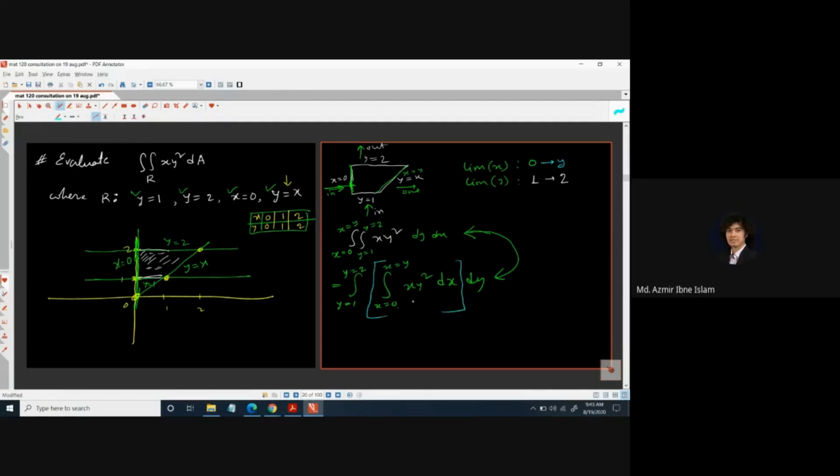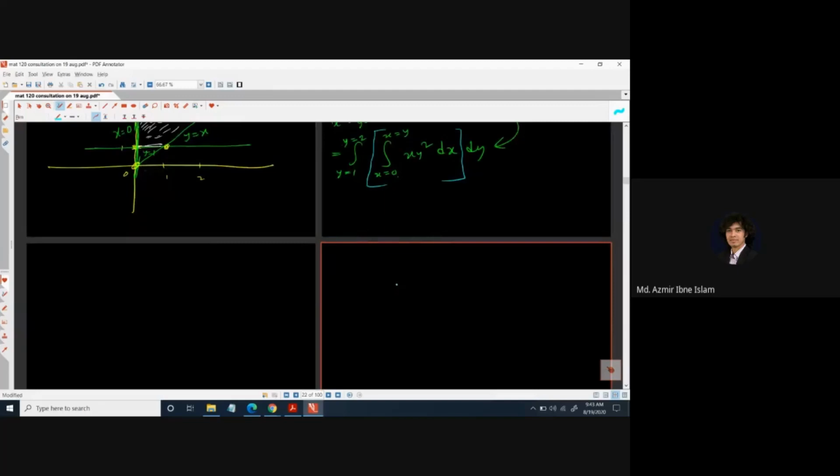So let me separate so that you can easily understand which part should be integrated at first. We are going to integrate in terms of x. So at first we are integrating in terms of x, so y will be constant. y equal to 1, y equal to 2, y squared is pulled out. We are integrating in terms of x, x equal to 0, x equal to y, and we have x, x y squared, and we have dy. Let me separate again so that you can understand clearly. At first let's integrate in terms of x.